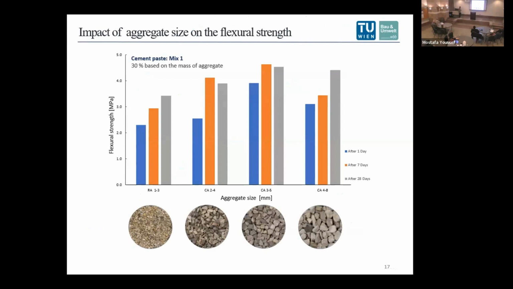The lowest flexural strength was achieved with river aggregate 1 to 3. The highest flexural strength was achieved with crushed aggregate 3 to 5, supposing that this is happening due to a rough surface of the grain, which provides better adhesion of the cement paste. And the cement paste in this case was 30% based on the mass of the aggregate.